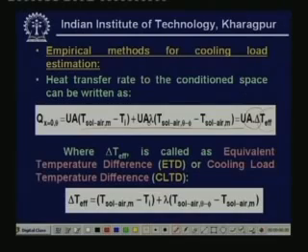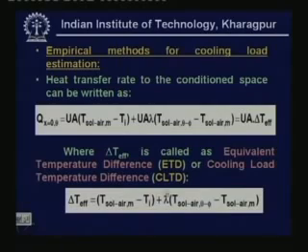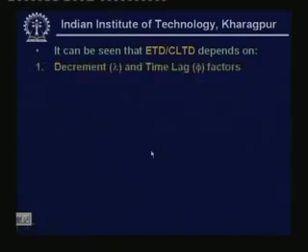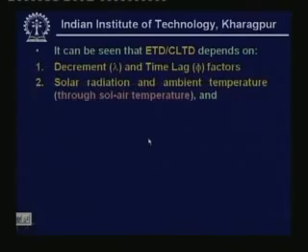And from this expression you can easily find that the equivalent temperature difference or cooling load temperature difference is given by this expression. So it includes the mean solar temperature, the time lag and the decrement, and it also includes the inside temperature. So all these factors are included. So you can find that the ETD or CLTD depends on decrement and time lag factors, solar radiation and ambient temperatures through solar temperature, and inside temperature Ti.